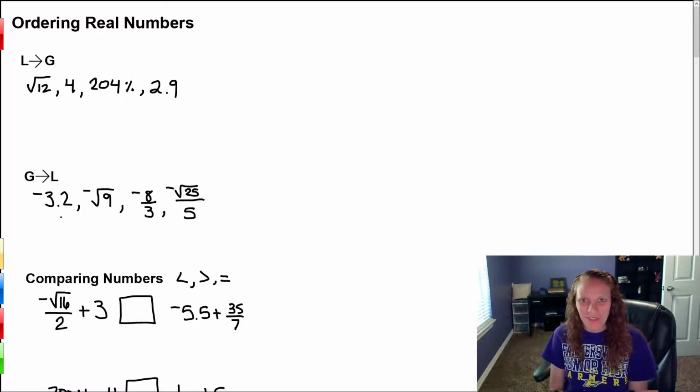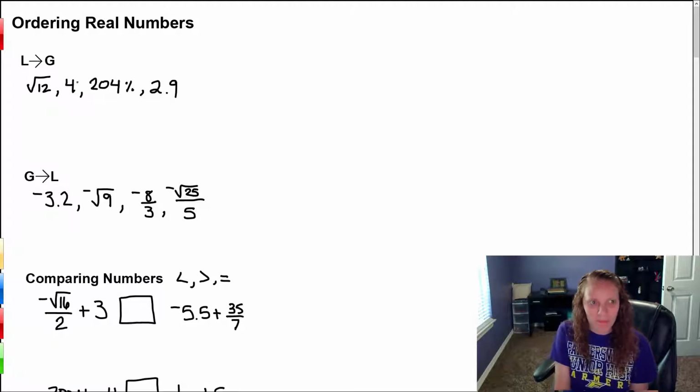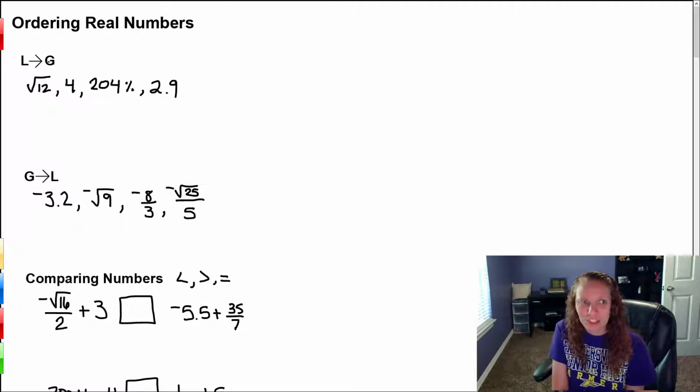Hey guys, today we're going to work on ordering real numbers. When ordering numbers, we need to take the numbers and change them to either a whole number, an integer, or a decimal, and then place them in order from least to greatest or from greatest to least.